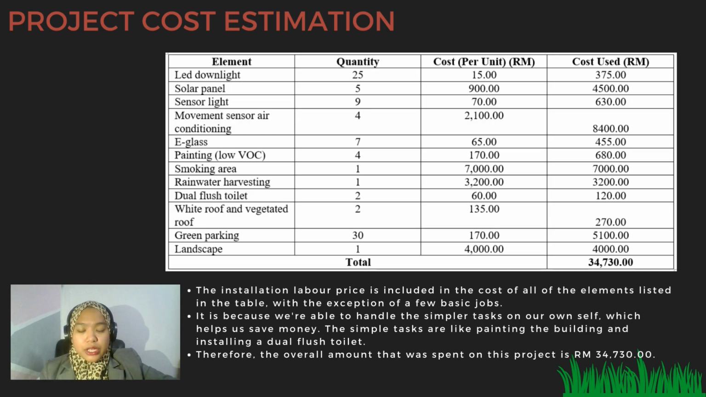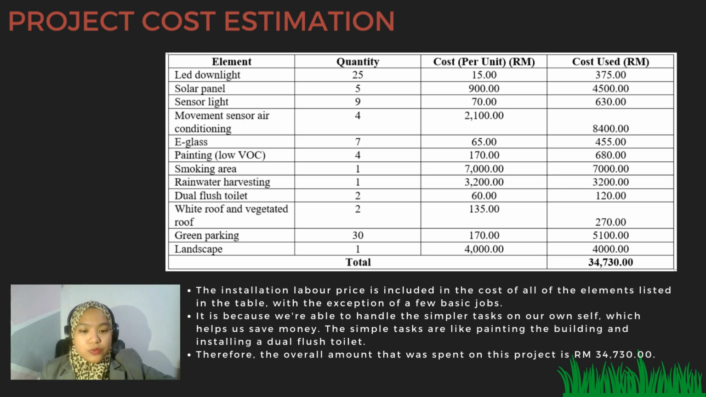Next is project cost estimation. For the project cost estimation, the materials that we choose and the quantity that we need are described in the table. The installation labor price is included in the cost of all the elements listed in the table, with the exception of a few basic jobs.